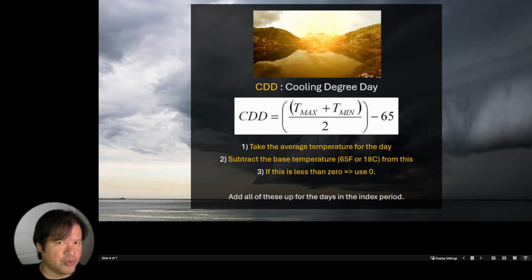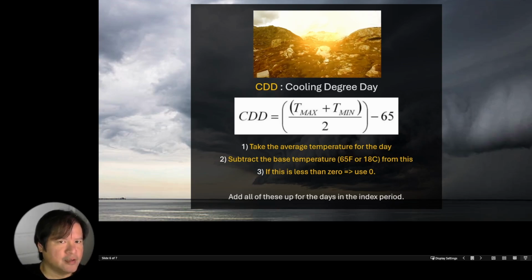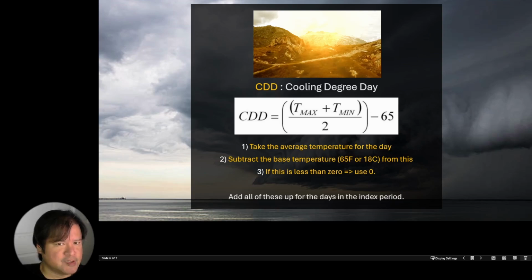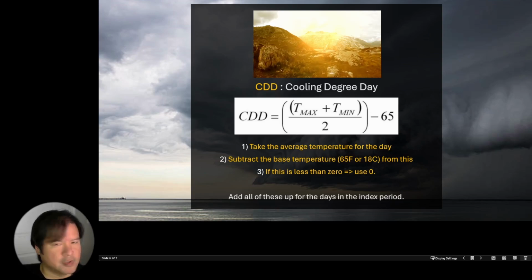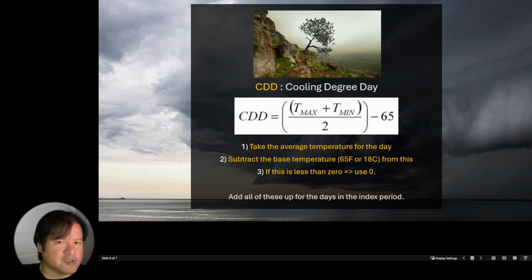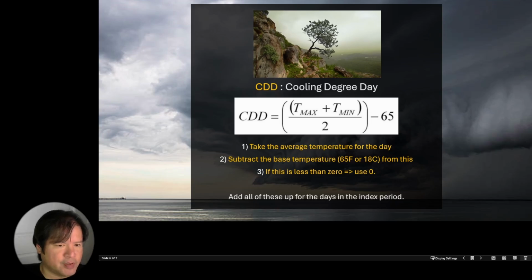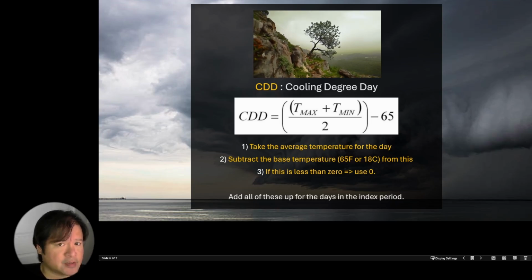To calculate cooling degree days, it's pretty much the same thing. You take the average temperature for the day, but now you want to subtract 65 from it. Again, if that result is negative, you use 0. And this gives you the number of CDDs for that day. Now if you add up all these for the days in your contract period, you have the CDD index for that contract. So it's easy to see now that for all the days in your contract period, if they're hotter, then you're going to have a lot more CDDs for that index.